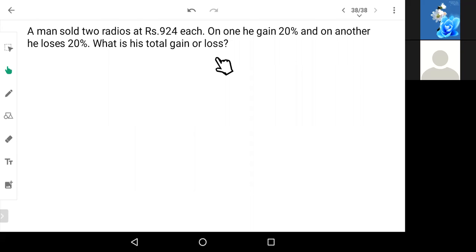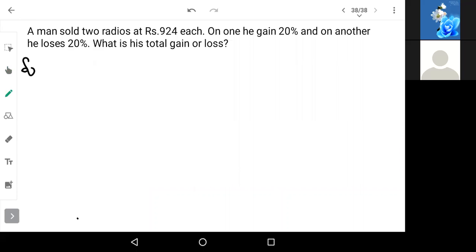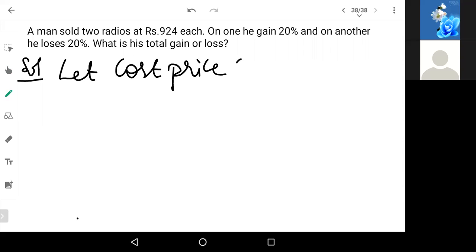Another interesting question. So let us solve this question now. Here a man is selling two radios, right? So we will keep the cost of the radio. So let the cost price of a radio be rupees 100.